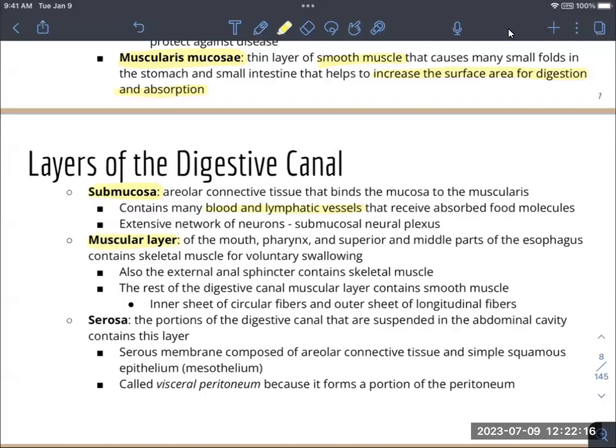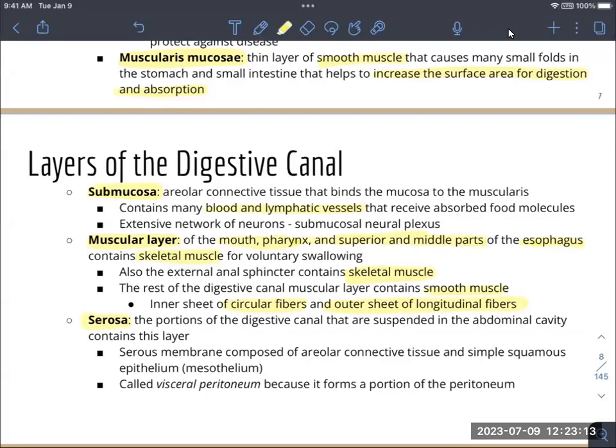This muscular layer is skeletal muscle or smooth muscle. That mouth, that pharynx, and even the superior to middle portions of that esophagus are skeletal muscle because we need to voluntarily be able to swallow. That external anal sphincter is also skeletal muscle. We have control over when it's time to defecate and when it's not. The rest of that digestive canal is smooth muscle. And these are circular fibers in one layer, and then usually in outer longitudinal fibers as well.